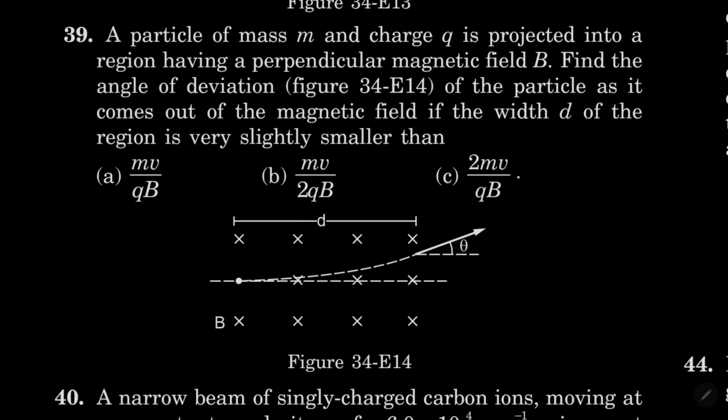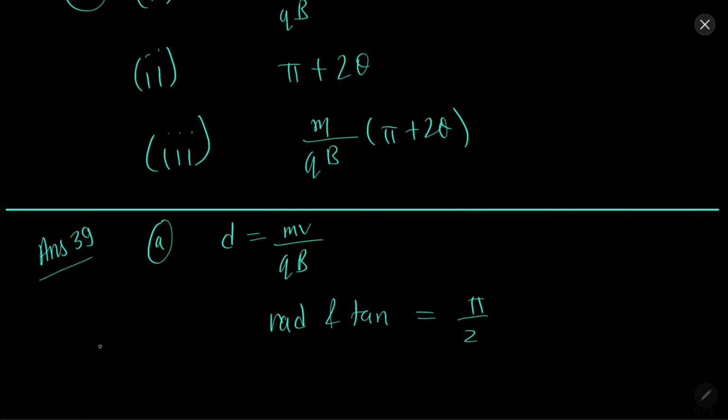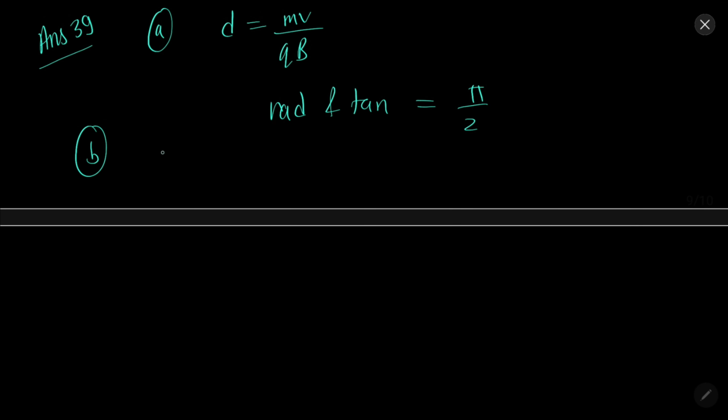In 39, find the angle of deviation of the particles. Solution 39, A part. So D is radius, theta is angle between radius and tangent. So angle between radius and tangent will be pi by 2 or 90 degree. Here mv by 2qB. So here distance is half of radius.